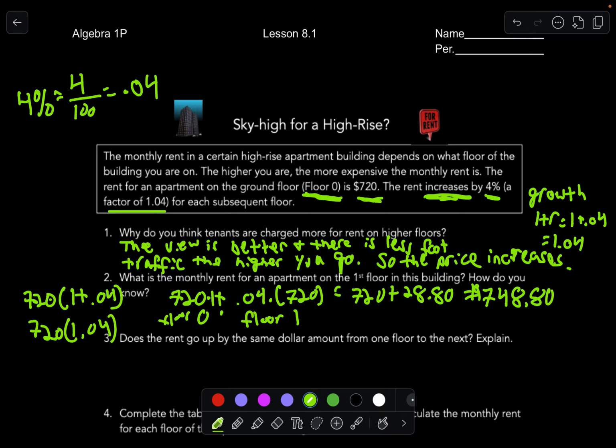And that is 1.04, which we call the growth factor. 720 times 1.04. Again, the 1 is because we're taking the original amount, that's 720, and then we're going to add to it 0.04 times 720. So that's just 1.04 times 720. 1.04 equals growth factor.